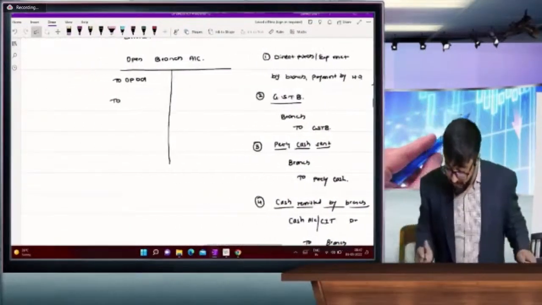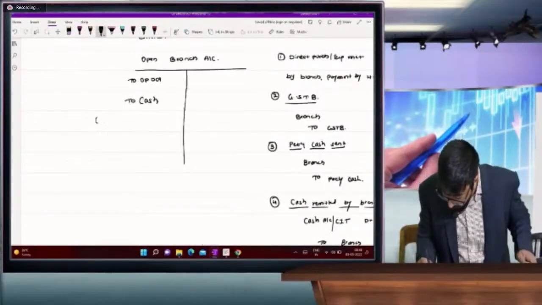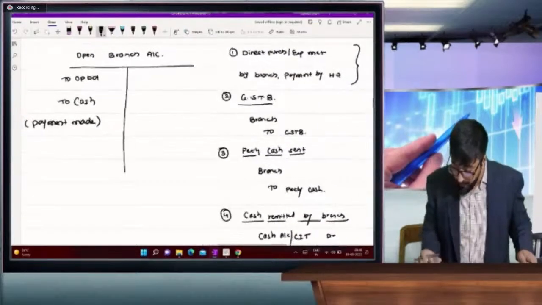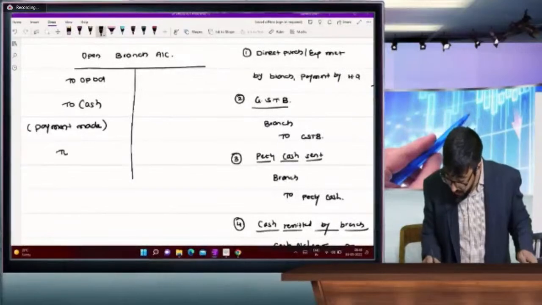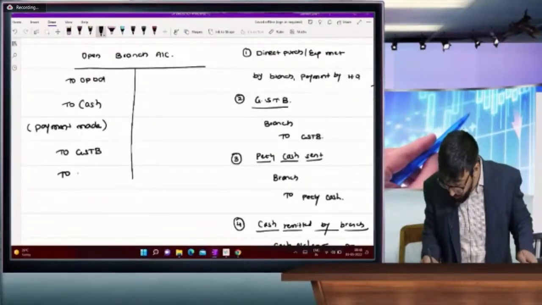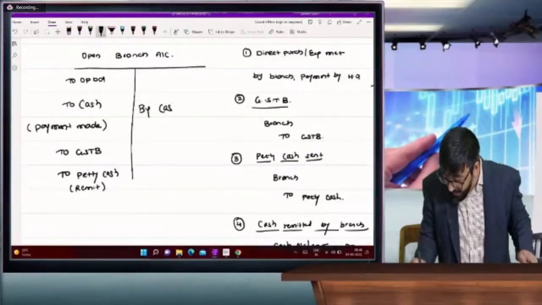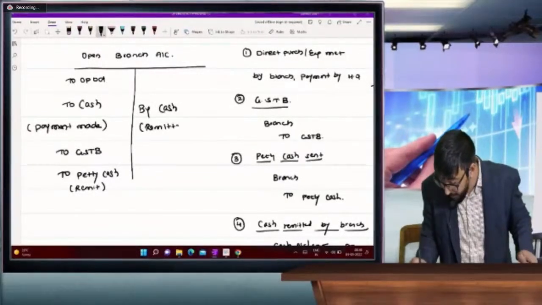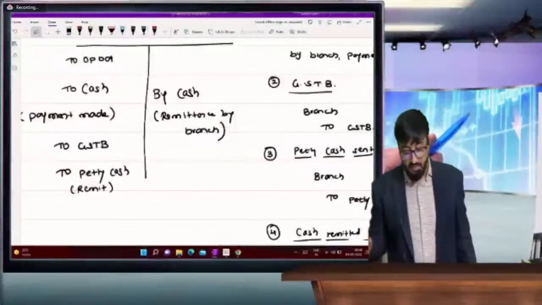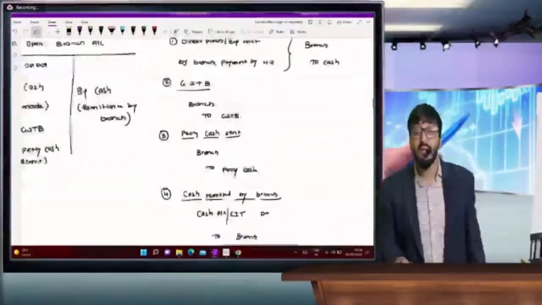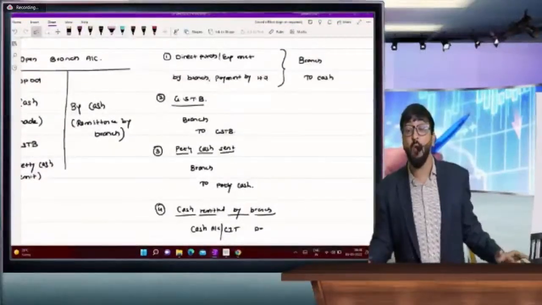So see here, to cash, payment made. So this is a proforma. Then branch to GSTB, branch to petty cash remitted. Then by cash, remittance by branch. So these are some entries in which HO is involved. We are looking at entries from the angle of HO and not from the angle of branch.